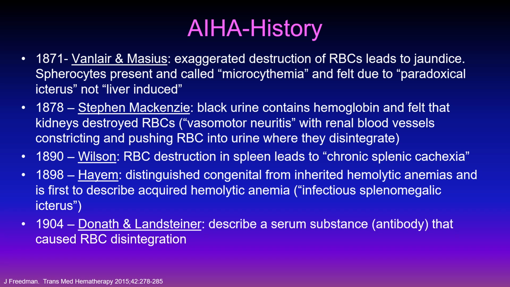In 1890, another chap named Wilson described red cell destruction in the spleen and called this chronic splenic cachexia. The famous transfusion medicine doctor, Dr. Hayem, distinguished congenital from inherited hemolytic anemias and was the first to describe acquired hemolysis, which he called infectious splenomegalic icterus. And then finally, the great advance was by Karl Landsteiner, who described a serum substance, which you now know to be antibodies, that cause red cell destruction.